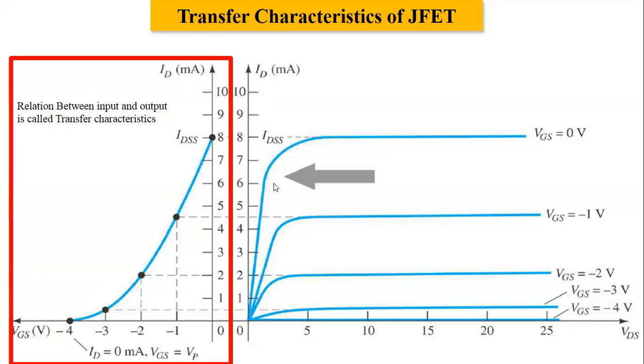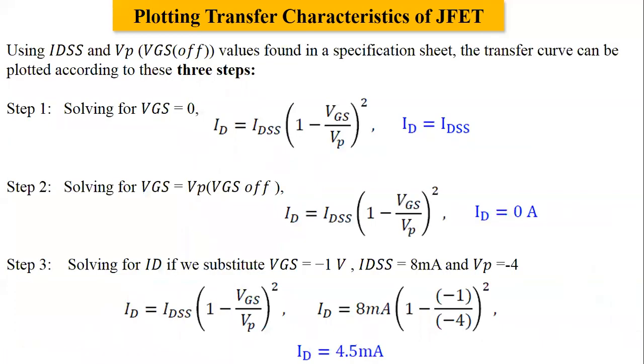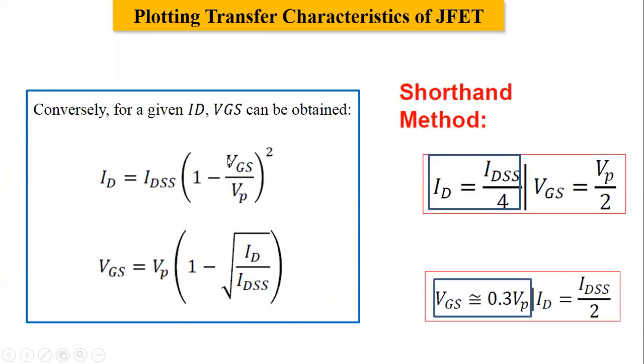If we put the equation of the transfer characteristic, we get this relation as ID equals IDSS into (1 minus VGS upon VP) whole square. That we have already mentioned. So if we put VGS equals to VP by 2 within this equation, we will get value of ID equals to IDSS by 4.